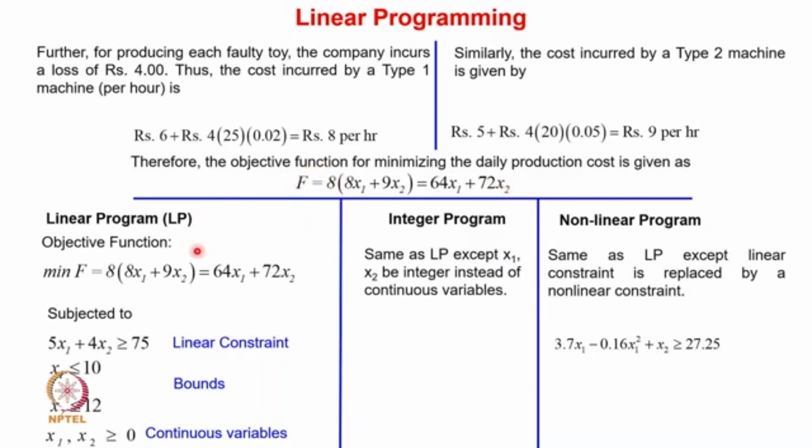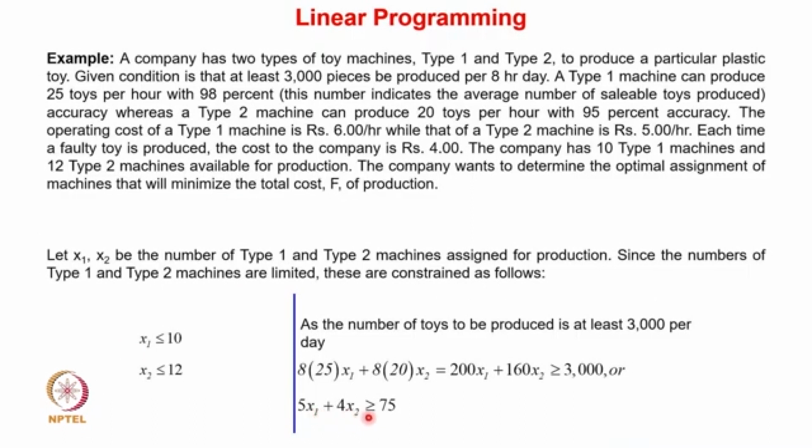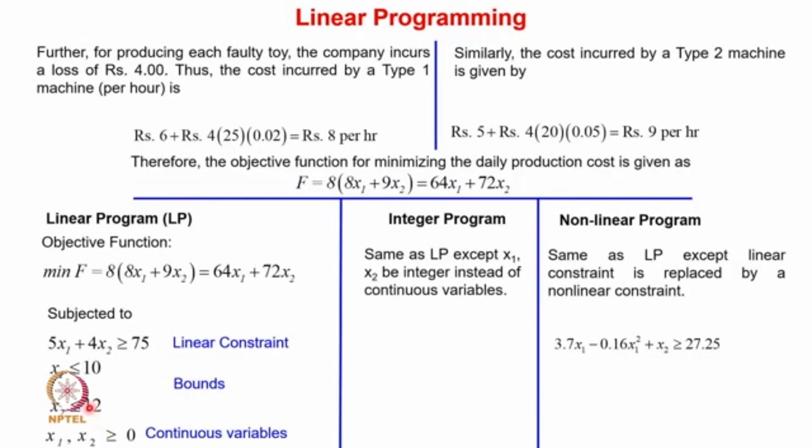So my linear programming formulation is represented like this: minimize f, which is given as 64x1 plus 72x2, subject to 5x1 plus 4x2 greater than or equal to 75. This is the linear constraint which we have obtained here, isn't it? And there are two additional constraints, which are bounds: x1 is less than or equal to 10, and x2 is less than or equal to 12.